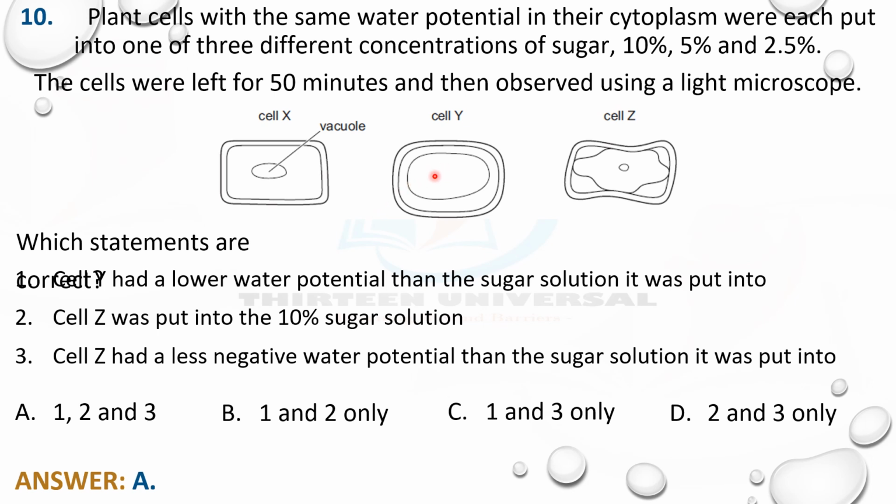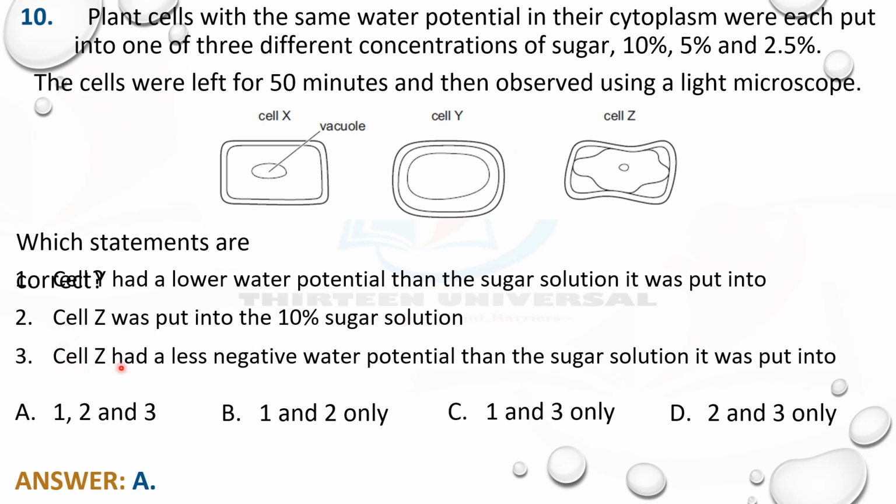Anytime the cell has lower water potential than the solution, water will enter the cell by osmosis. Is that okay? Statement 2 says cell Z was put into 10% sugar solution. Look at cell Z. This cell is plasmolysed, right? That means it lost water, so it was put in a solution that has lower water potential. Water moved out of it and it became plasmolysed. And 10% has the lowest water potential because it has the highest solute potential. So 2 is correct.